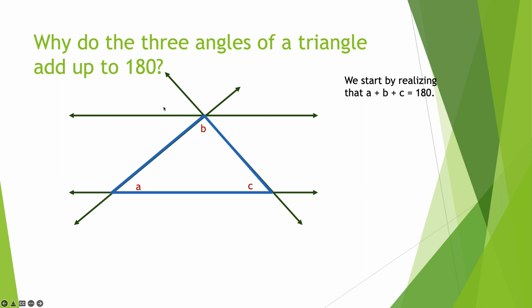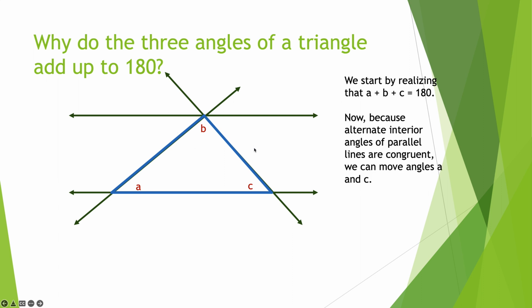So we start by realizing that the original A, B, and C added up to 180. Now, because alternate interior angles of parallel lines are congruent, we can move angles A and C, put them inside the triangle, and that means that A plus B plus C is 180. So the three angles of a triangle sum to, or add up to, 180 degrees. Now, this is the first instance in which we started to play with the idea of a proof. Okay, we'll get very into proofs a little later on in the course, but for now, this is a way of proving why the three angles of a triangle have to add up to 180 degrees.